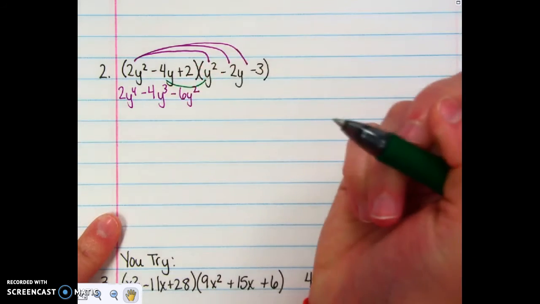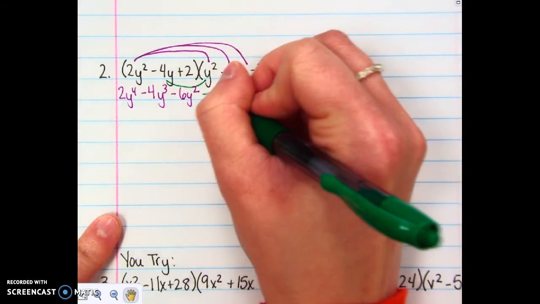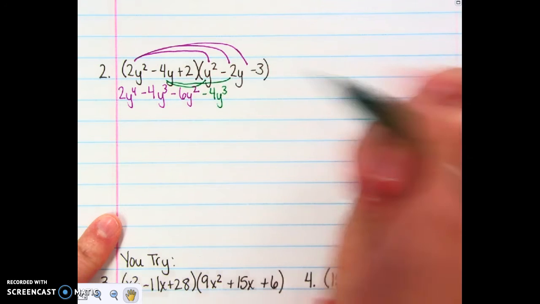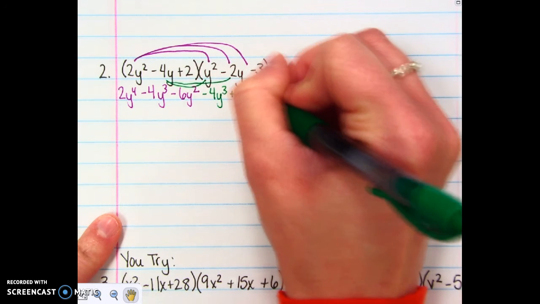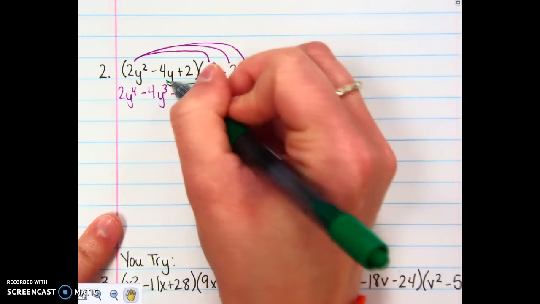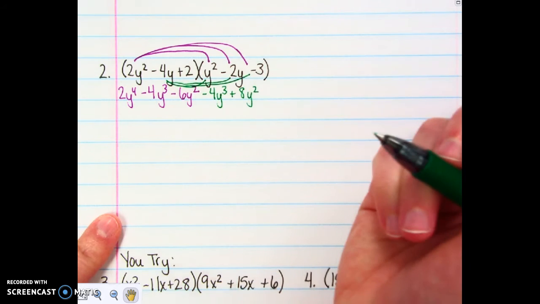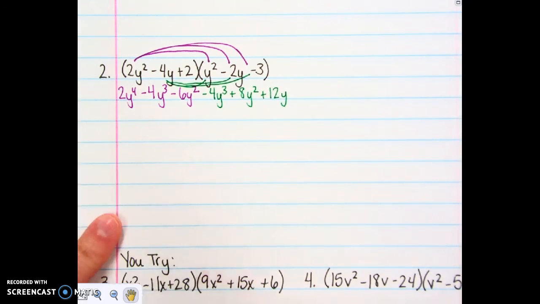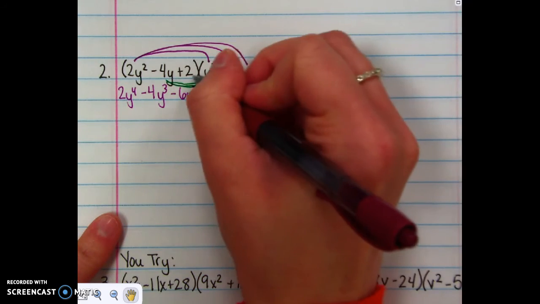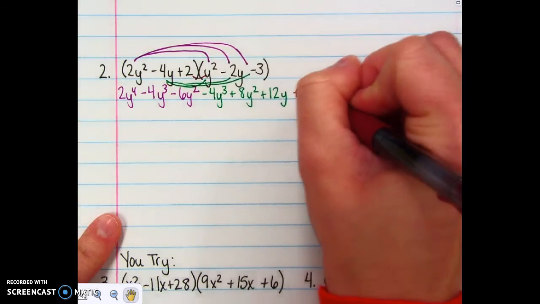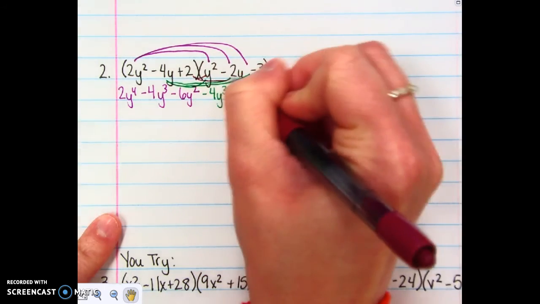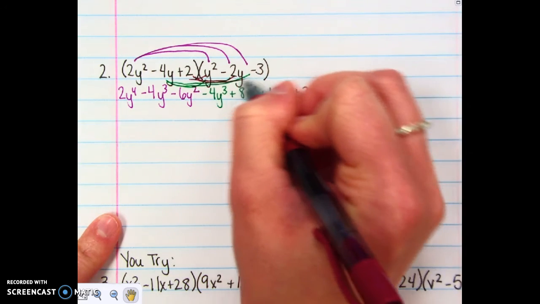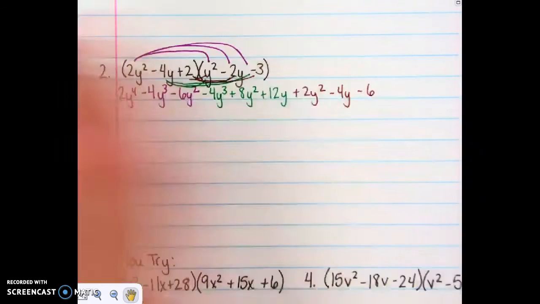Negative 4y times y squared is negative 4y cubed. Negative 4y times negative 2y is a positive 8y squared. And negative 4y times negative 3 is a positive 12y. And the last one, 2 times y squared is 2y squared. 2 times negative 2y is a negative 4y. 2 times negative 3 is negative 6.